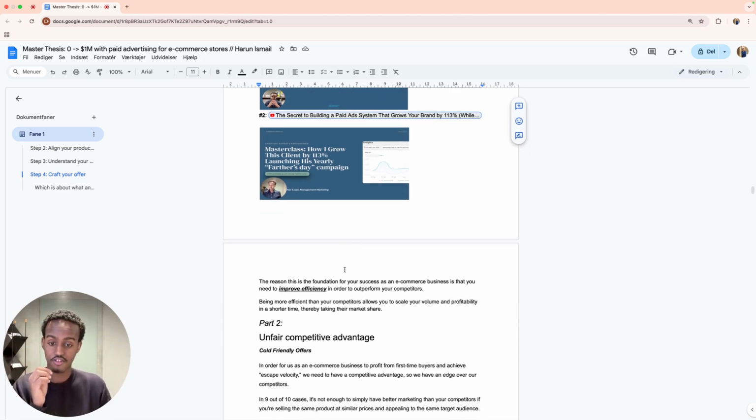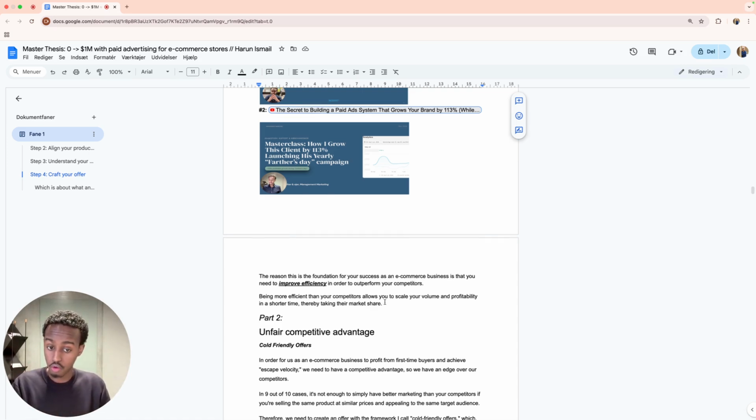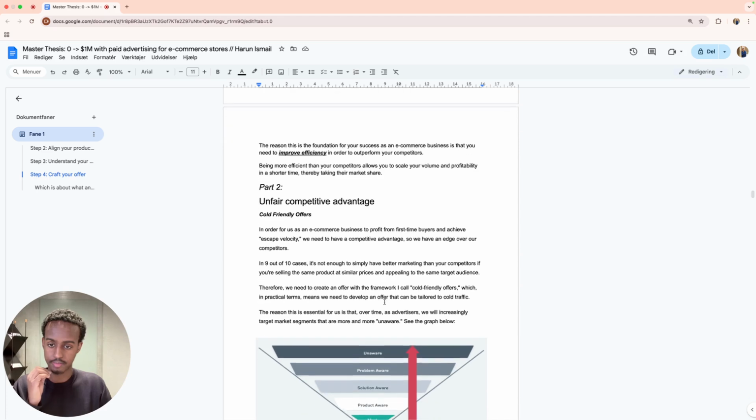And the reason why this is foundational for your success as an e-commerce business is because you need to improve efficiency in order to outperform your competitors. Being more efficient than your competitors allows you to scale your volume and profitability in a shorter time, thereby taking their market share. So that's part number one of this core thesis.